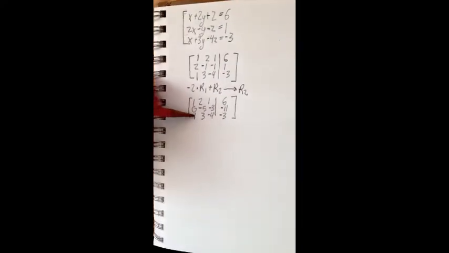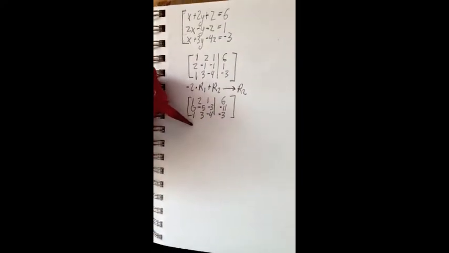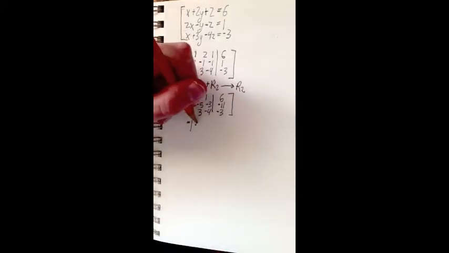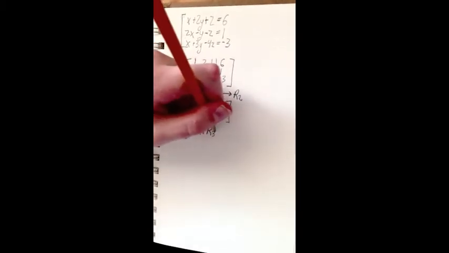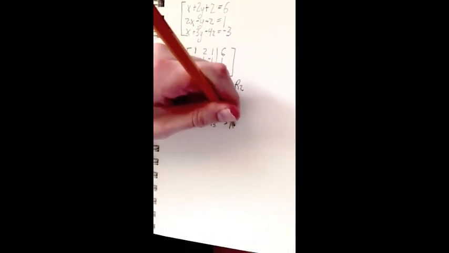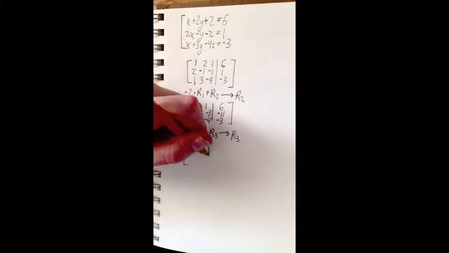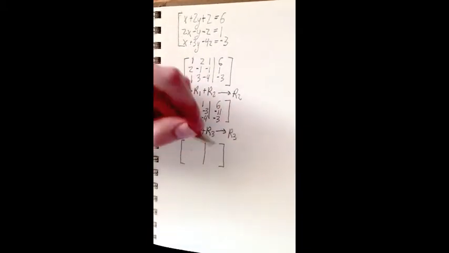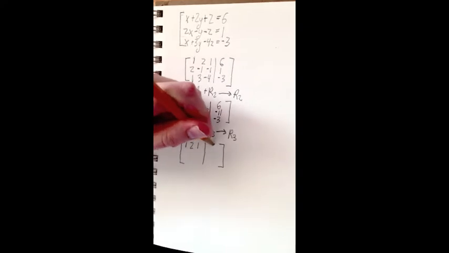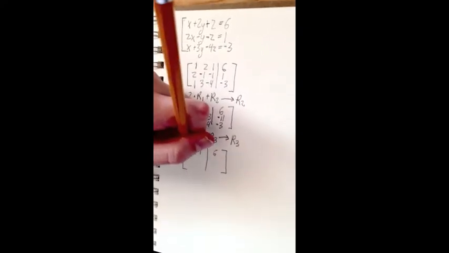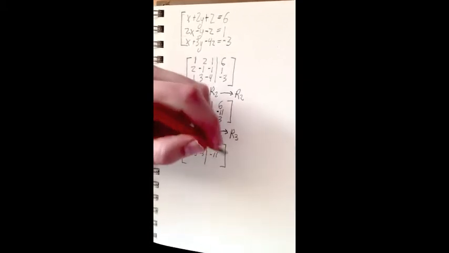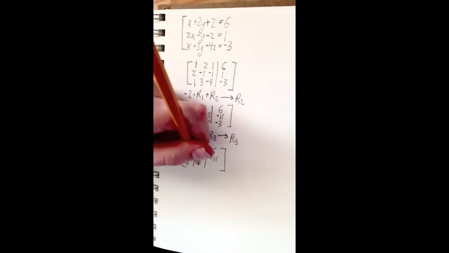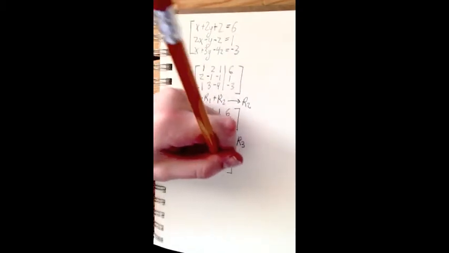Now we're also going to need to get this value down to 0. So what we're going to do is -1 times row 1 plus row 3 is equal to our new row 3. And the new matrix is going to be 1, 2, 1, 6, 0, -5, -3, -11, 0, 1, -5, and -9.